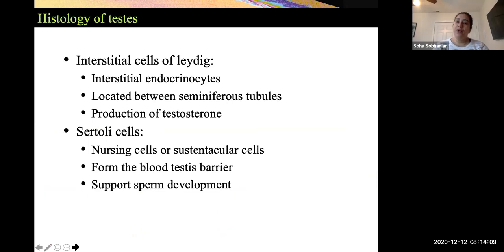So when we look at the testis tissue at the microscopic level, more specifically histology, what type of cells can we find inside the testes? We will find 2 categories of cells. One of these is called interstitial cells of Leydig, and the other is called Sertoli cells. It sounds very Italian to me. Interstitial cells of Leydig are also called interstitial endocrinocytes. They're tucked in between your seminiferous tubules.